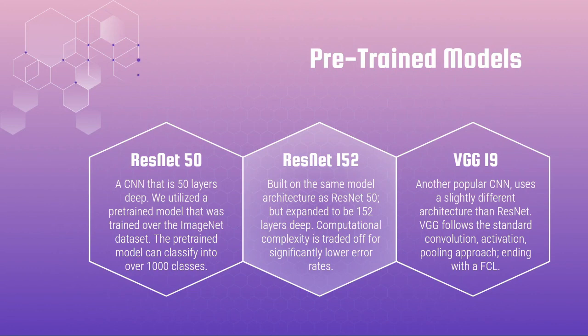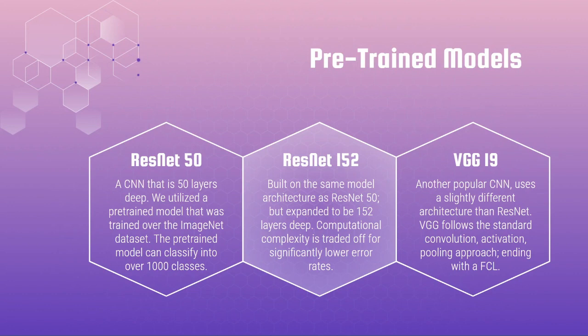ResNet 152 is the same basic architecture as ResNet 50, but it's just expanded to be 152 layers deep instead of 50. Obviously, with the extra 102 layers, it can be more computationally complex and it can take much longer to train, but generally you should have lower loss rates and also a higher level of validation accuracy.